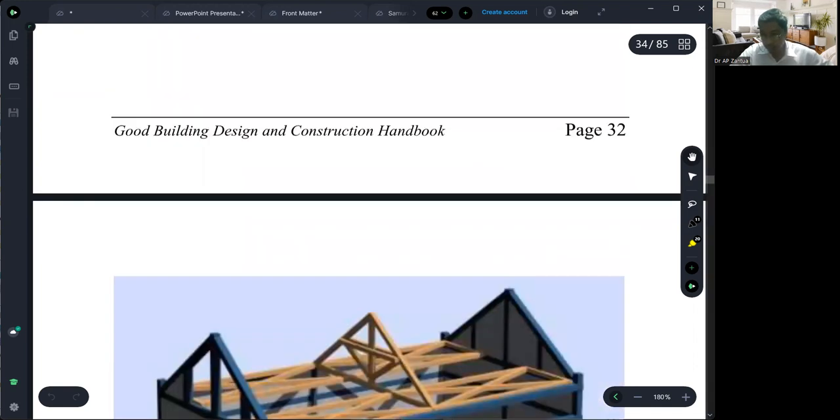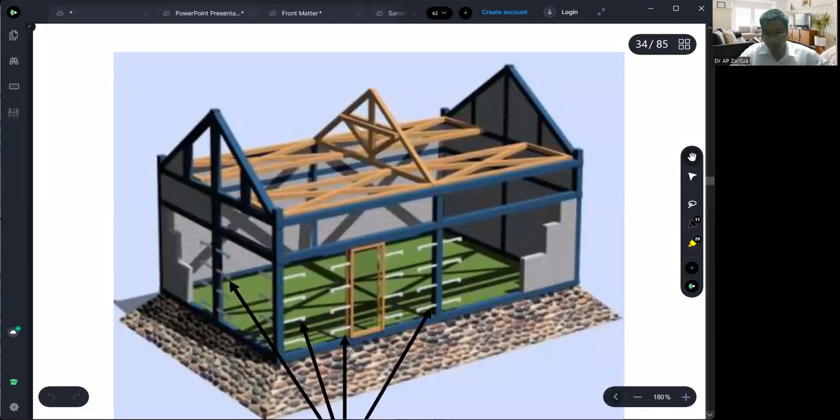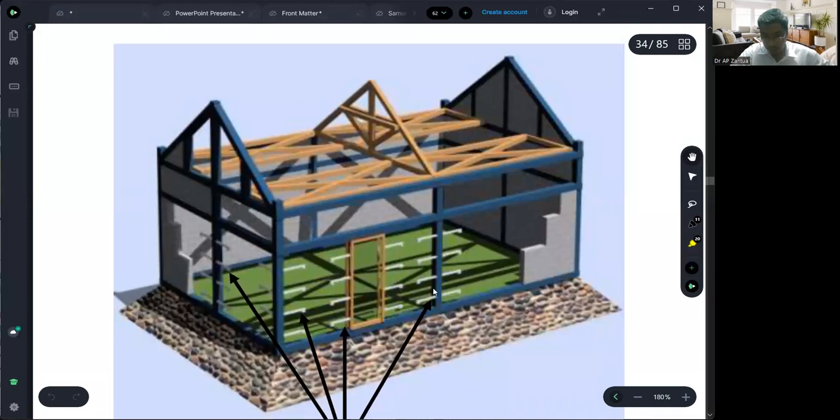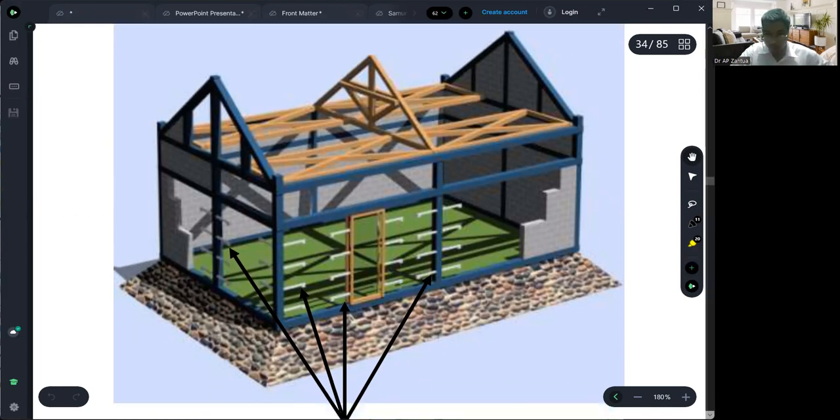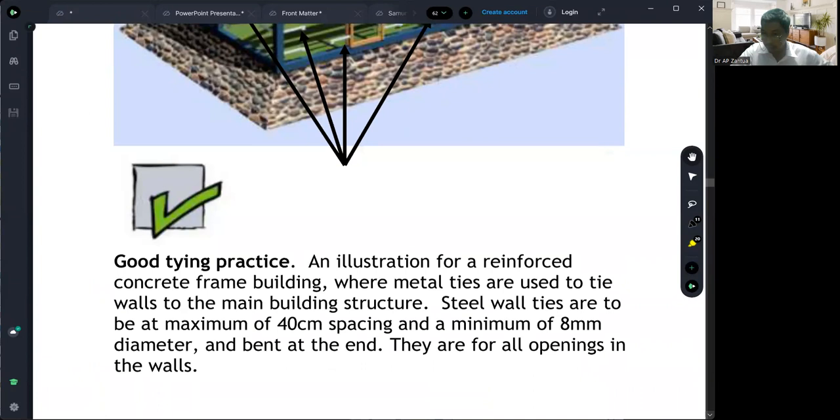Good practice. About the next picture, we have again a structure. Now this is connection again, same purpose, but I think this is concrete beam and column. How to tie concrete beam and column to the walls. So concrete framing building. Previously that was a wooden framing building. Again, the spacing is 400 mm, with a minimum of 8 mm diameter.